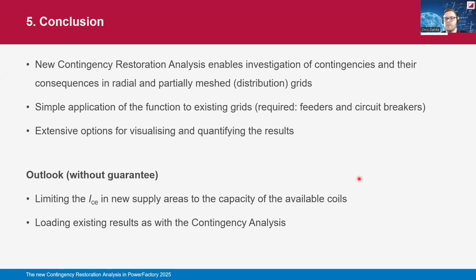Of course, this is a new functionality, and we will still add new things to this. It's still in development. So two larger topics that are developed at the moment, of course, always without a guarantee, but I was told I can already say this. We want to add a new constraint because sometimes the problem is that you have a compensated grid and you also have to consider the compensating current. So limiting the capacitive current for the new supply areas is also planned as a new constraint that can be used according to the available coils.